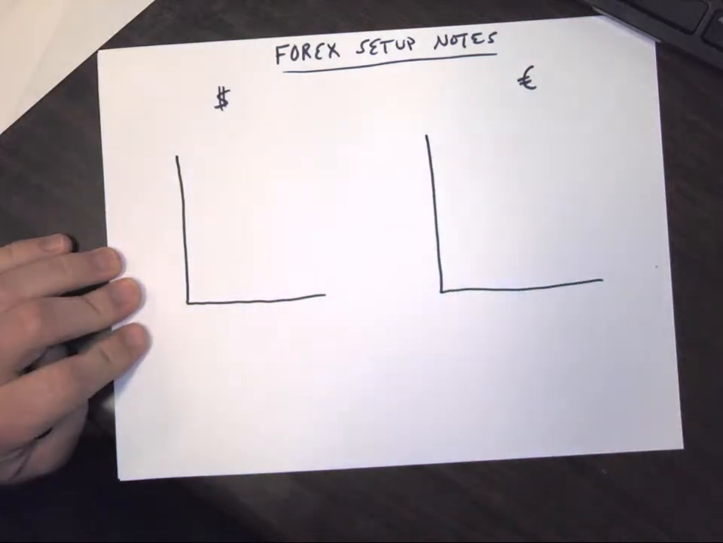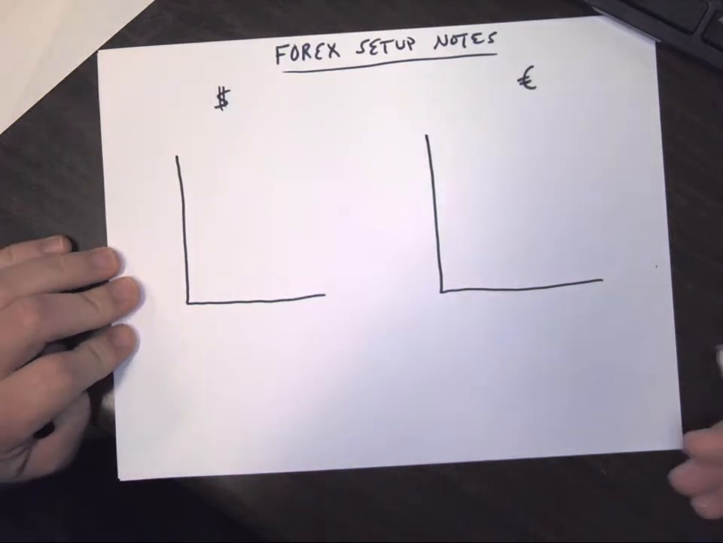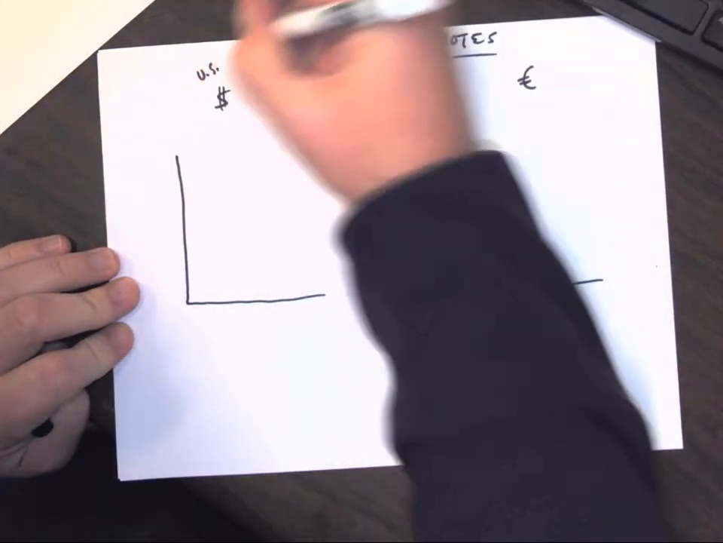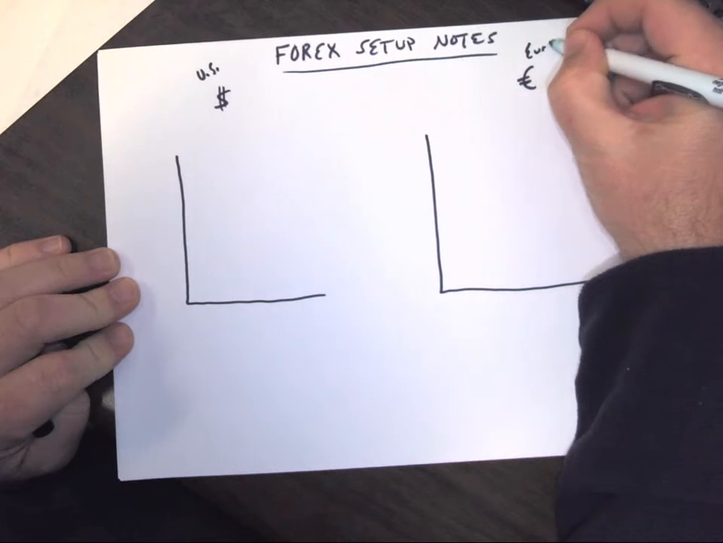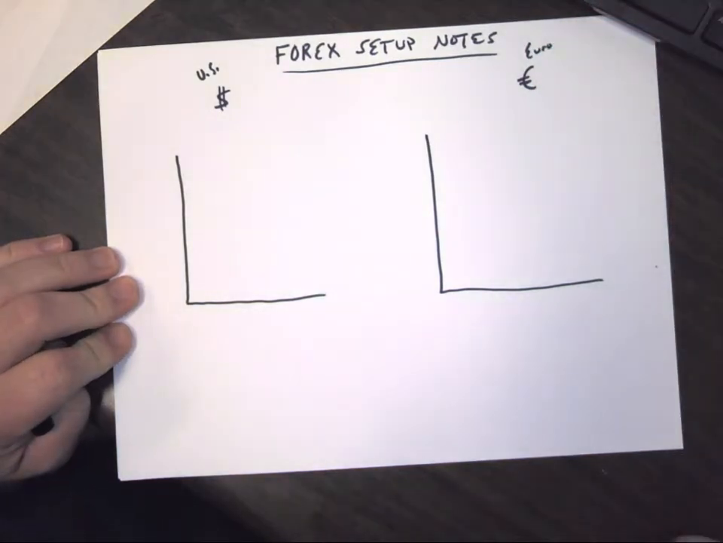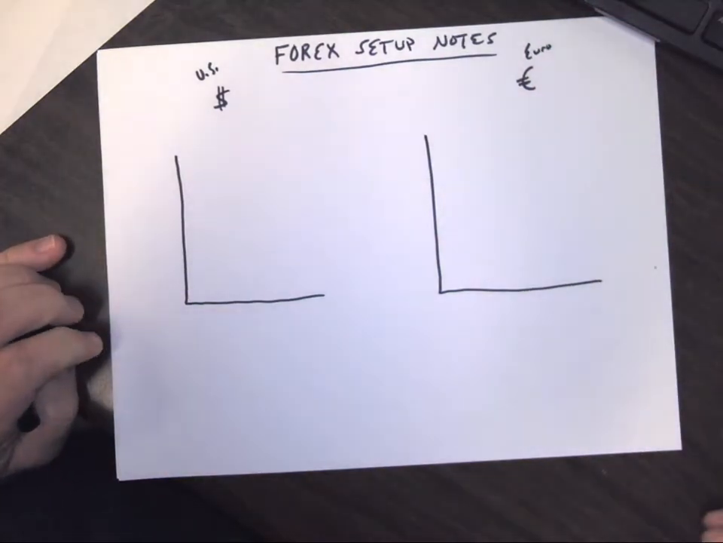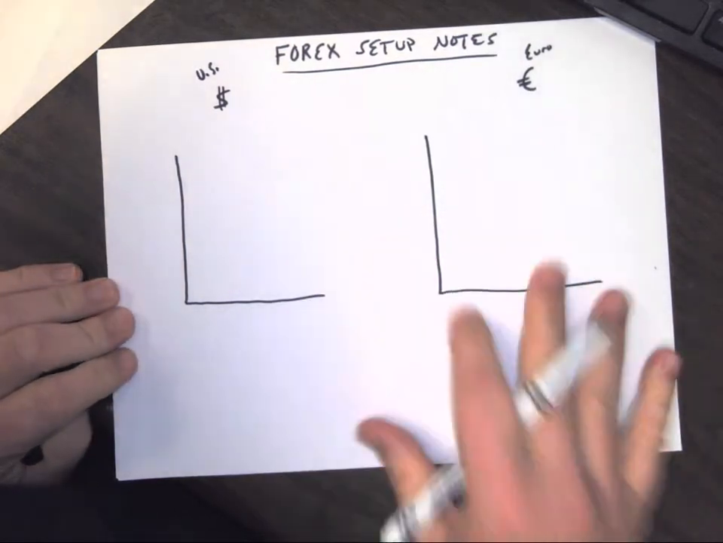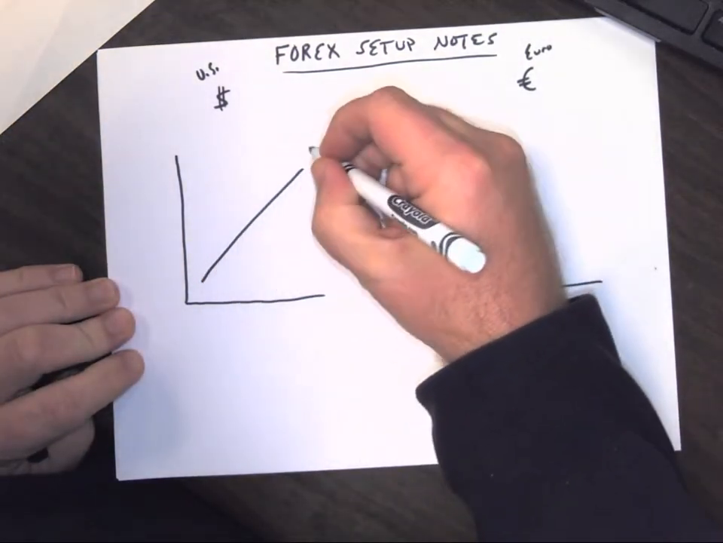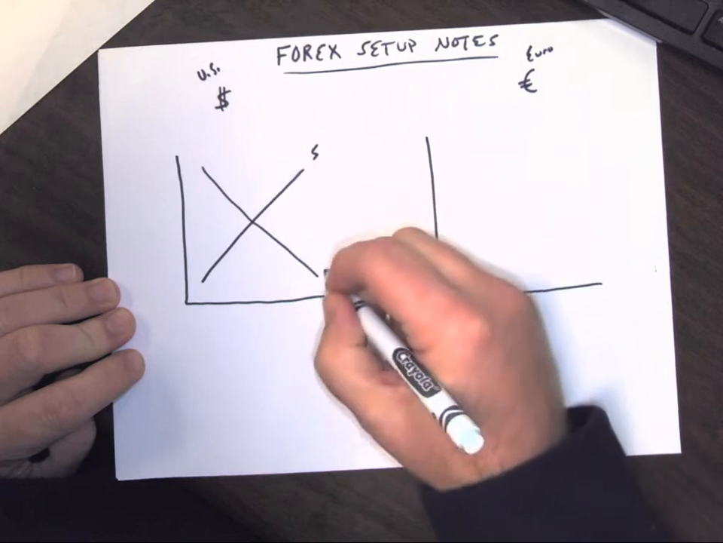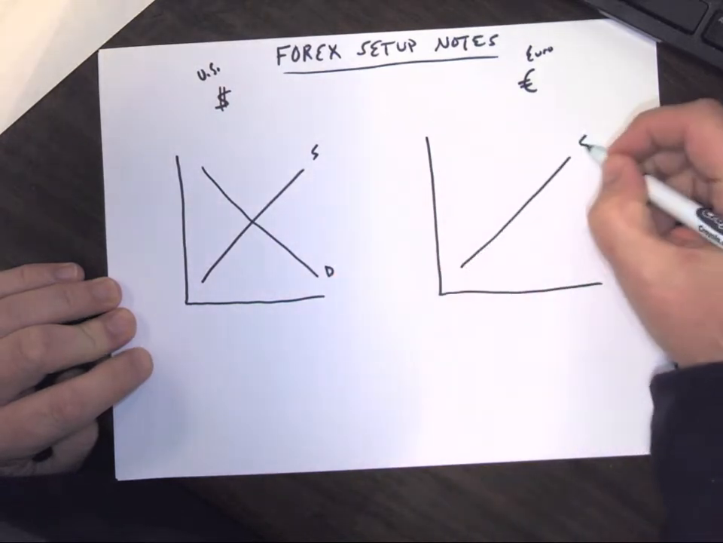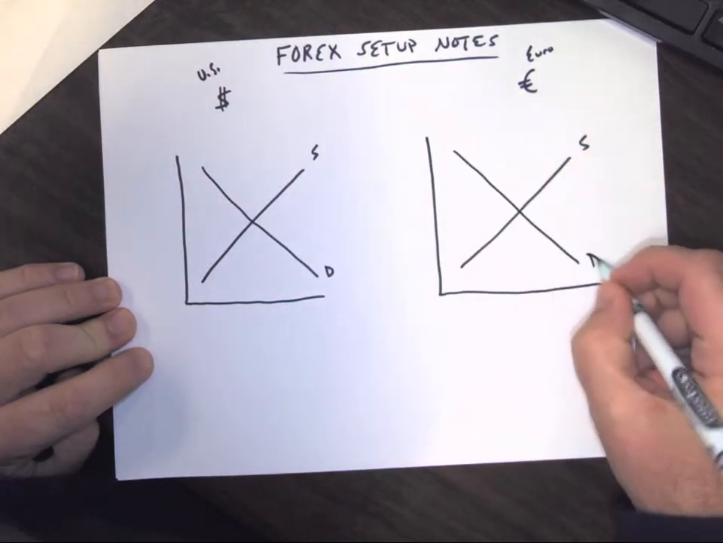All right, so anytime we have our market, we're going to have our graph. And once again, it's a supply and demand graph just with different labels. So if this is the United States and this is the euro, and the euro would be countries obviously in the European Union. So it's going to be supply and demand with labels. So let's draw these out. We've got supply, we've got demand.